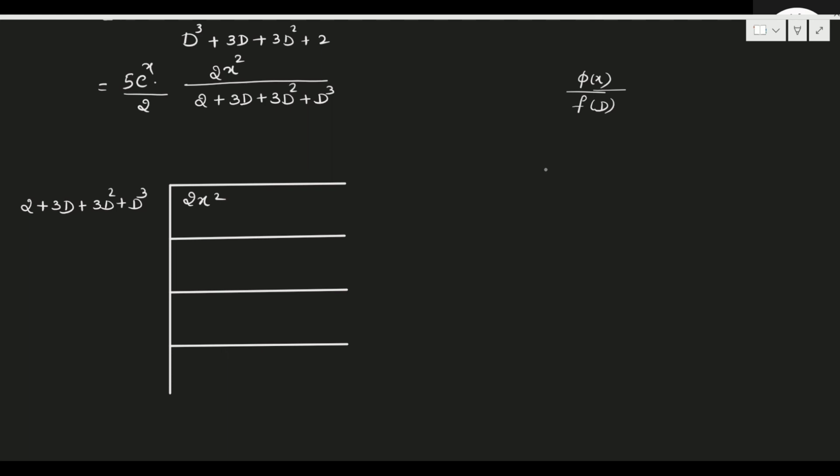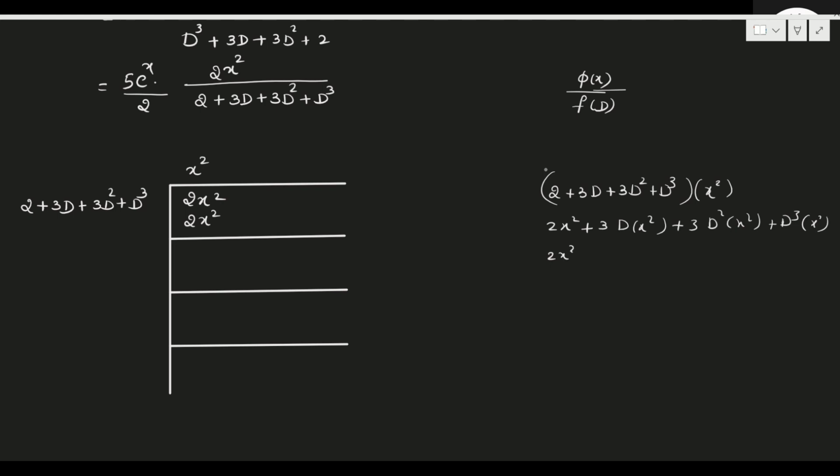We want 2x square to become 0. Here we have 2, so multiply this expression with x square. Then 2 into x square is 2x square. Then subtract. Plus 3D into x square. We'll write here 2 plus 3D plus 3D square plus D cube of x square. So 2x square is 2x square plus 3 times Dx square plus 3 times D square x square plus D cube times x square.